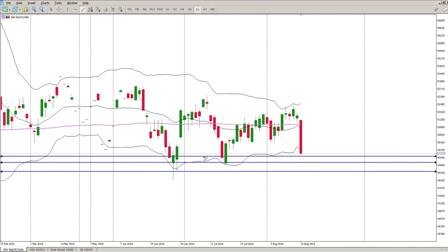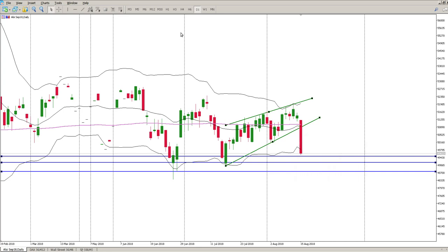But I think what I want to point out here is that we have had, you can call it a wedge break. Okay, we've had a wedge break to the downside. And what we would expect is this leg here to be duplicated. So we would expect this kind of price action here. So we would expect this bottom level to be tagged.